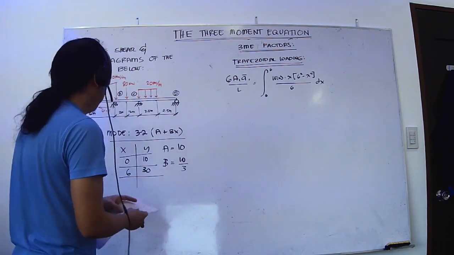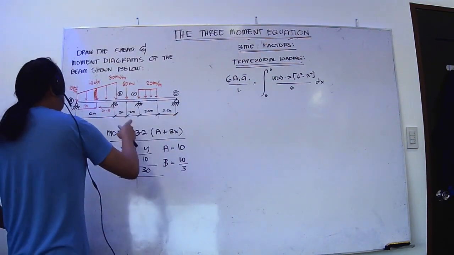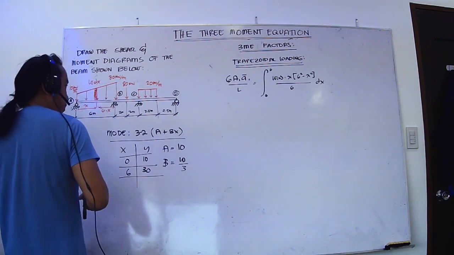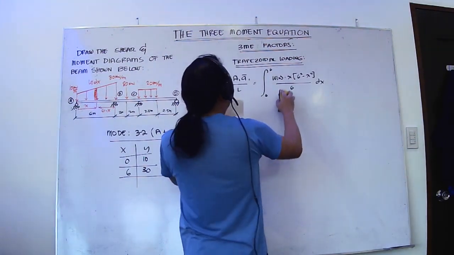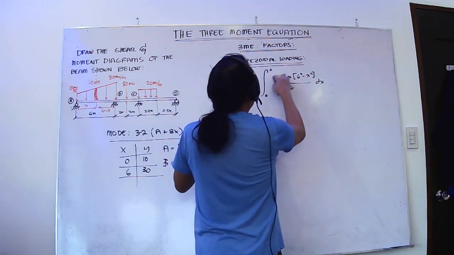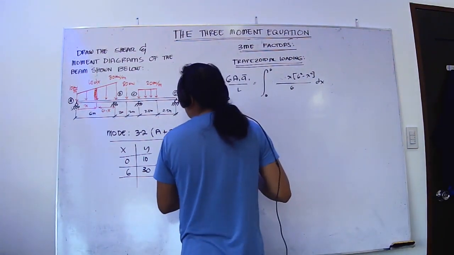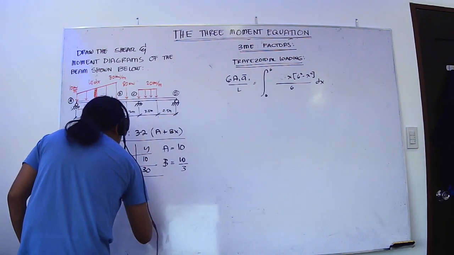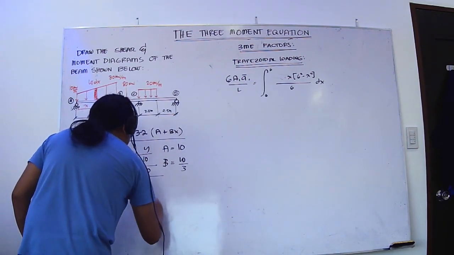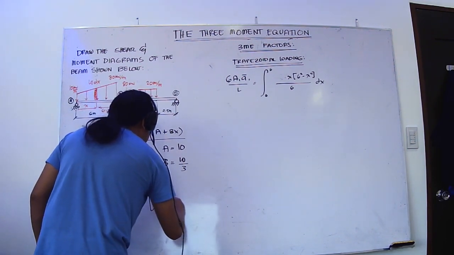So we have a and b that came from mode 3.2. From this, I can now plug in what is Wx, which would be equal to 10 plus 10 over 3x.